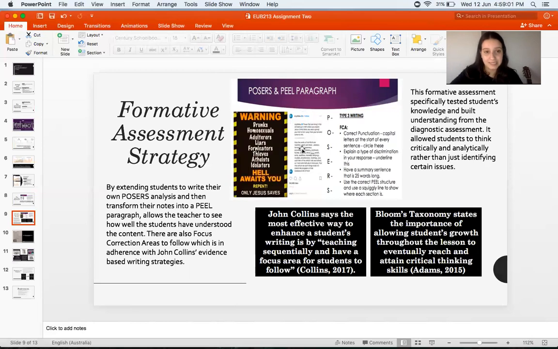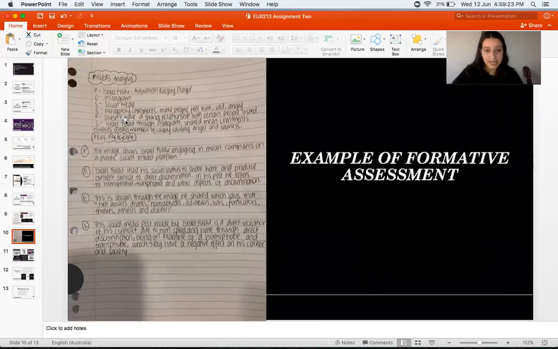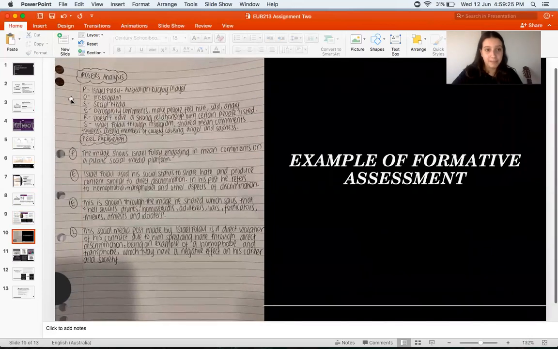As we can see in this formative assessment piece, they had an image which talked about Israel Folau's controversial media post that he posted on Instagram. This was actually one of the Year 12 assessment piece items, so it was getting them ready for Year 12 as well, which was okay with the supervising teacher. An example that I have from a student shows the correct POSER analysis, which was fantastic.